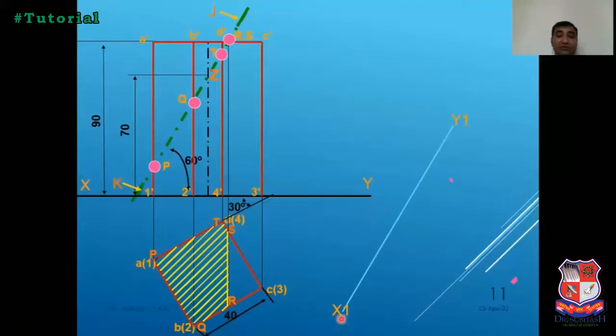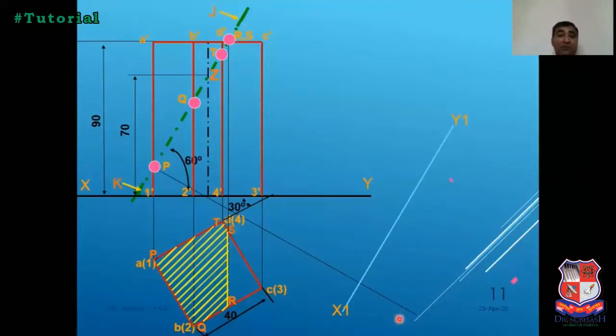So here this is x1 y1. This x1 y1 is parallel to this cutting plane xy. Okay, now draw a line from point P perpendicular to KJ.